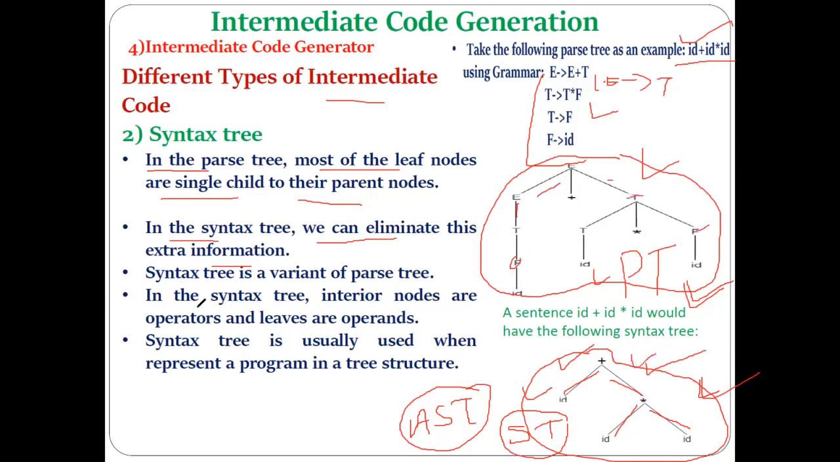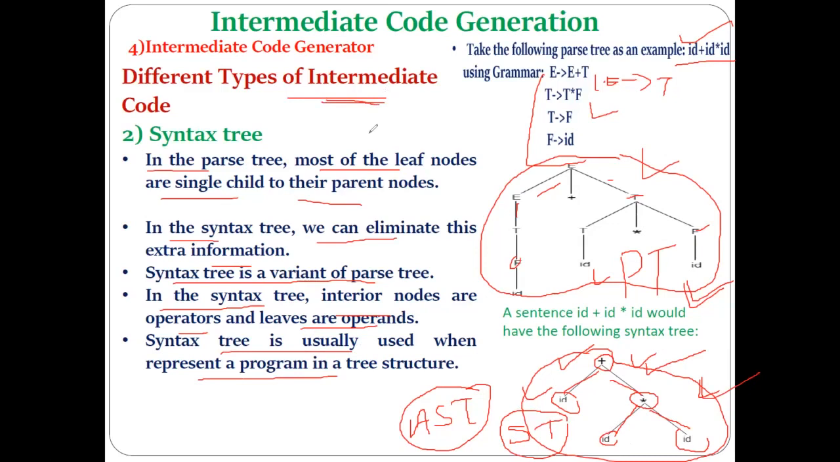The syntax tree is a variant of the parse tree, so from the parse tree only we can get the syntax tree. In the syntax tree, interior nodes are the operators. These are the interior nodes, considered as operators. And leaves are the operands. These are the leaves, considered as operands. Understood? So the syntax tree is usually used when we represent a program in a tree structure for the intermediate code. That is the reason.